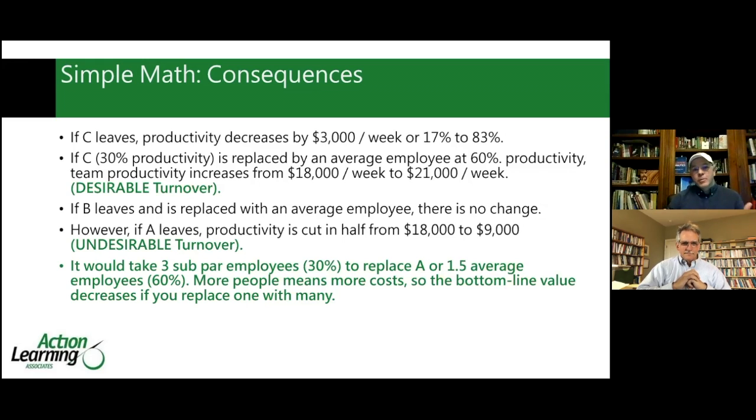Let's put this in a little bit more context here. It would take 3 of your subpar employees, 3 of employee C, to replace employee A, or 1.5 employees to replace employee A with someone who's 60% productive.